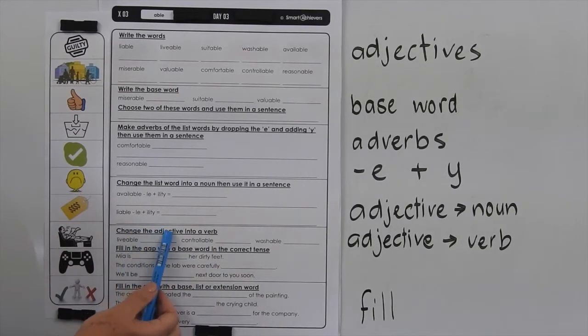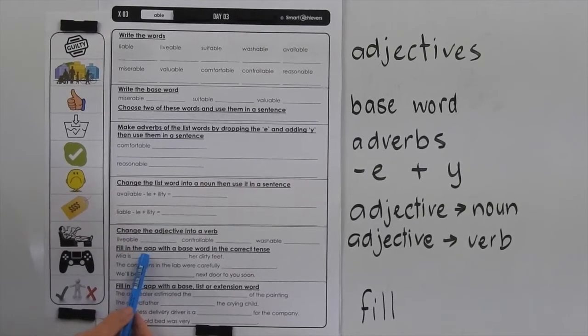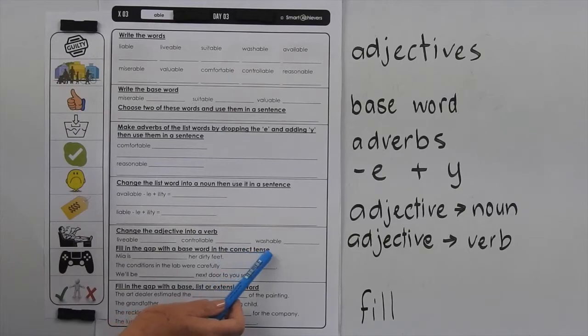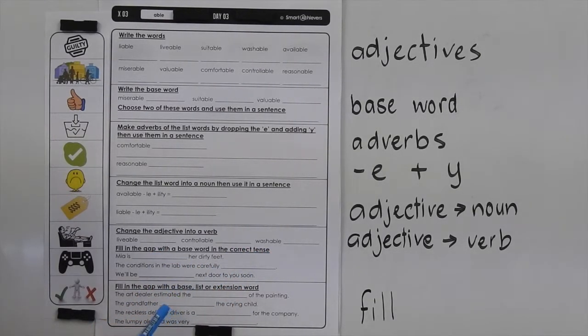Now we're going to change the adjective into a verb. So have a think about how you're going to do that. And then fill in the gap with a base word in the correct tense. So make sure your verbs are all in the correct tense in each of those 3 sentences.